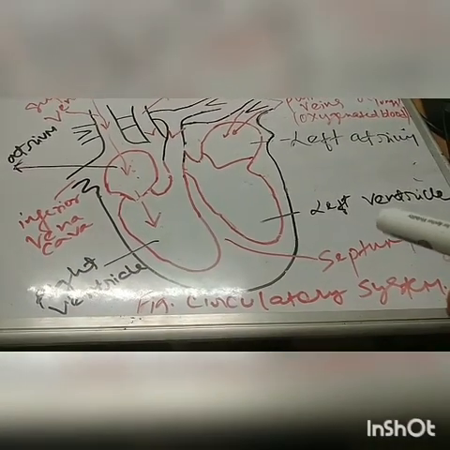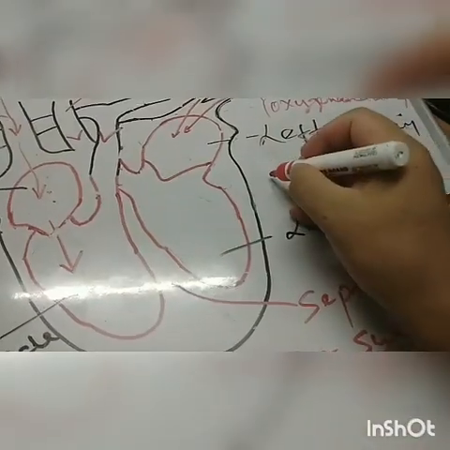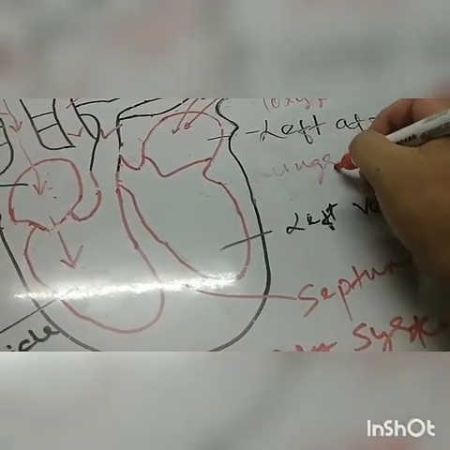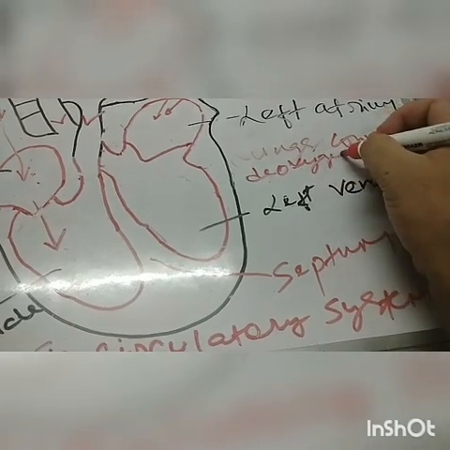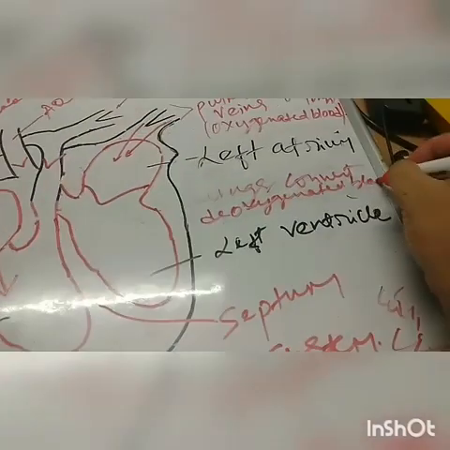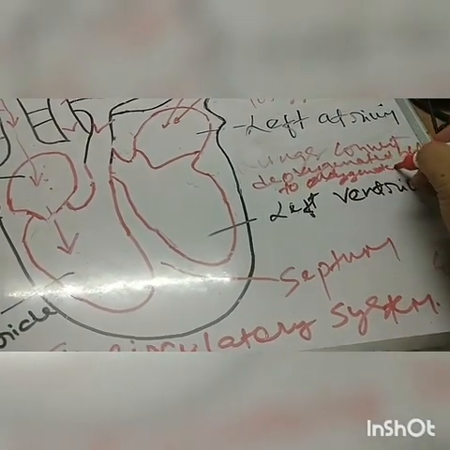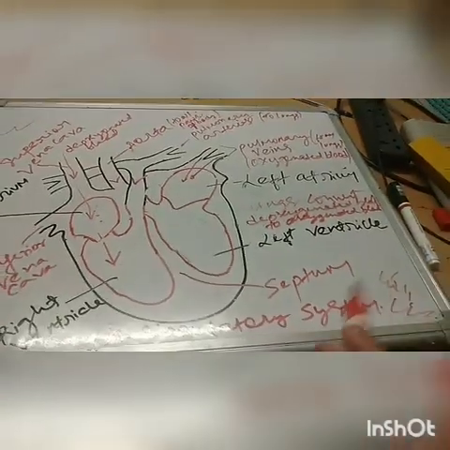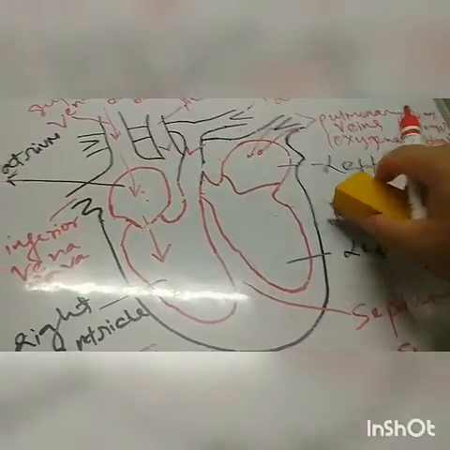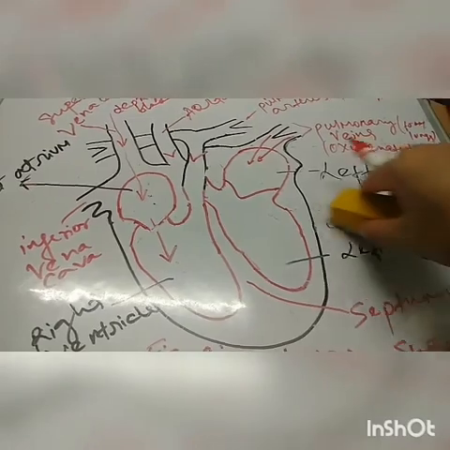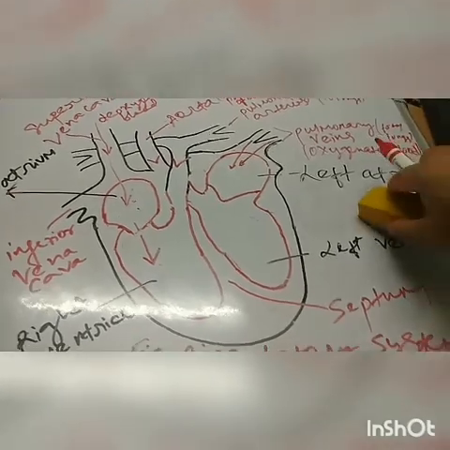So the lungs now convert. Remember this concept. Lungs convert deoxygenated blood to oxygenated blood. Okay, lungs convert deoxygenated blood to oxygenated blood. All right. So now we have oxygenated blood. Oxygenated means the blood which has oxygen.